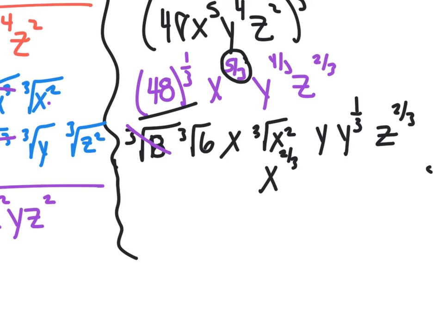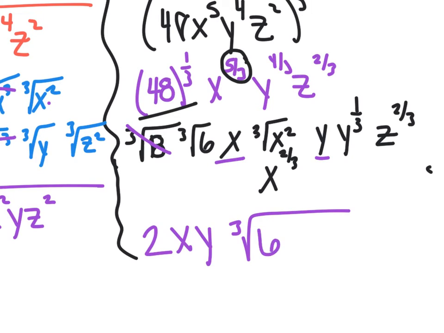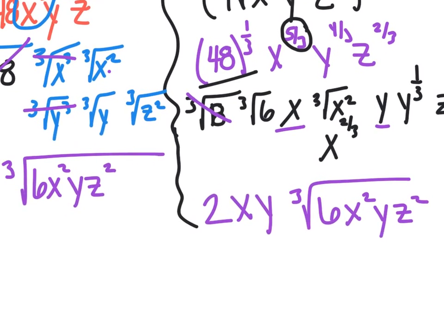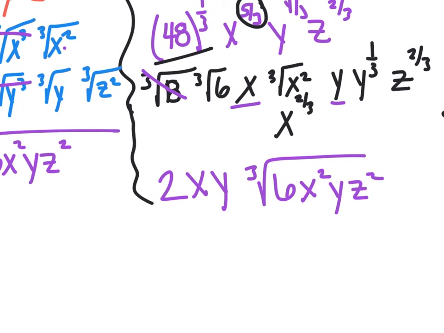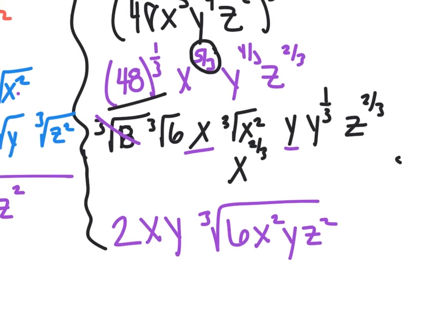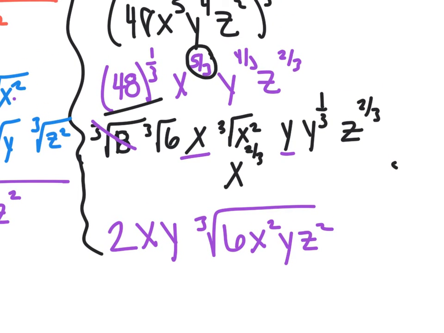So the 8 becomes a 2. We pulled out the x, we pulled out the y, and now notice they're all cubed roots, so I have the cubed root of 6 x squared y and z squared. And that should be the exact same answer that we had over here. Now, I just kind of want to go back, and again, you never know how they're going to ask this as a multiple choice, so I want to go back to this line here.